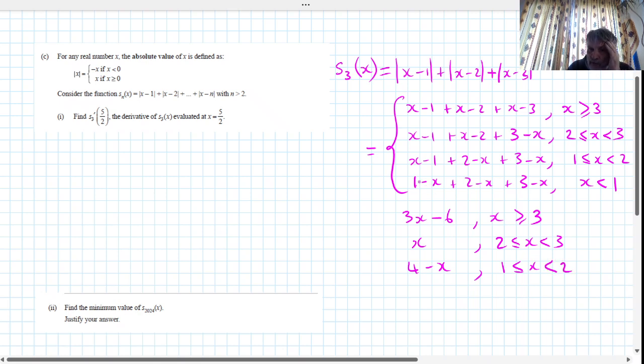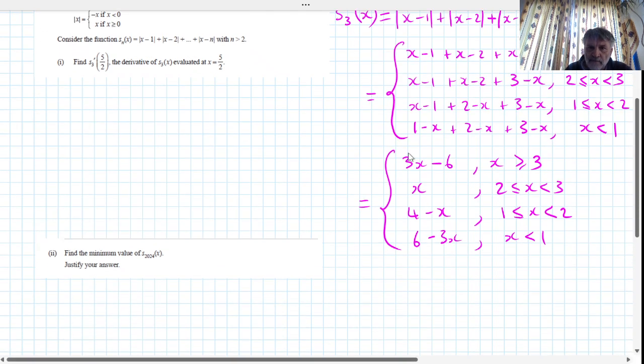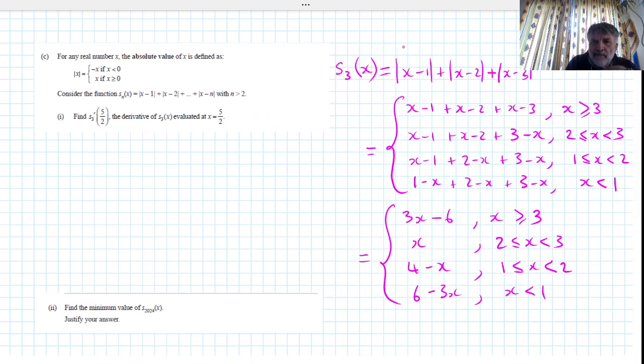And finally here we get 1 plus 2 plus 3 is 6, and then minus 3x, for x less than 1. So that's our function. Now from that we could differentiate. Now let's look at a picture first. We'll draw a little graph.